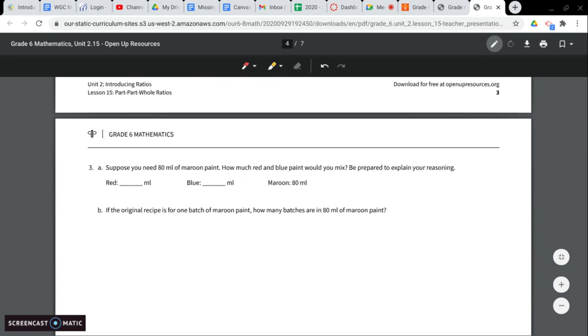Suppose you need 80 milliliters of maroon paint. How much red and blue paint would you mix? Be prepared to explain your reasoning. So we have the 80 milliliters. We know that in one batch, it's 8 milliliters. So if we take 80 and divide by 8, we're going to get 10. And so 10 times 5 will give us 50, and 10 times 3 will give us 30. So we need 50 milliliters of red and 30 milliliters of blue.